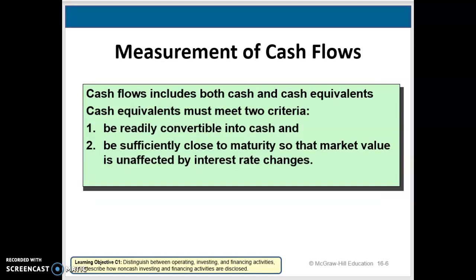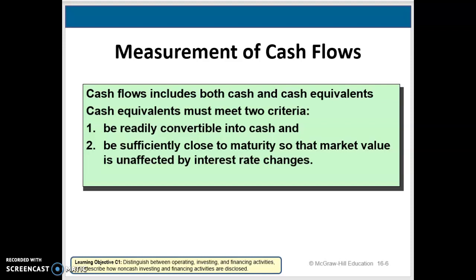When we look at the measurement of cash flows, cash flows include both the cash and cash equivalents. So the statement of cash flows explains the difference between the beginning and the ending balances of cash and cash equivalents. We continue to use the phrases cash flows and the statement of cash flows, but remember that both phrases refer to cash and cash equivalents.